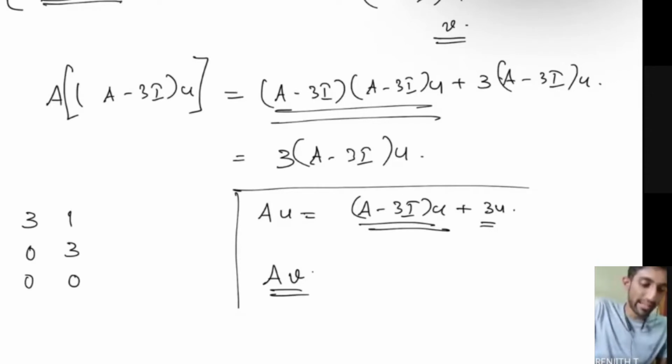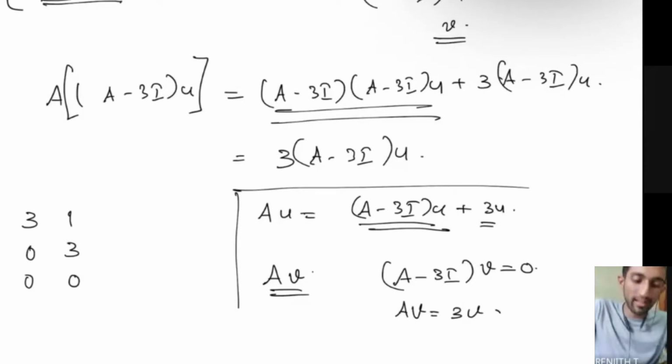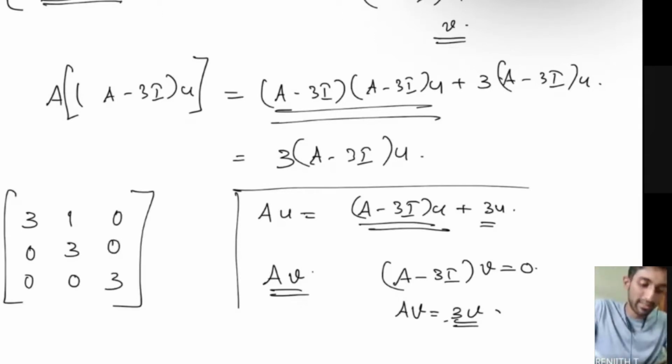And what will be Av? I already said that v is from the kernel of A minus 3I. That means (A minus 3I)v is equal to 0, which means Av is equal to 3v. So it is 0 times the first element plus 0 times the second element plus 3 times the third element. Its image will be 0, 0, 3. So this is the Jordan canonical form of that matrix.